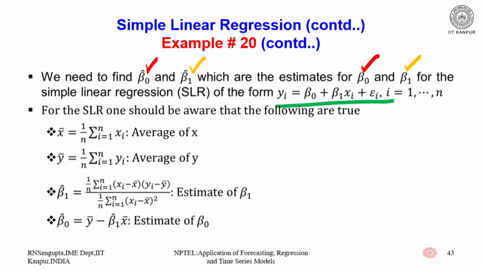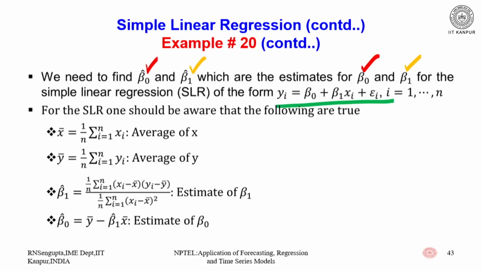Now, as we have already seen, we need to minimize the sum of the squares of the errors. That means we need to add up the squares of the errors from epsilon 1 square to epsilon 5 square, sum them up and minimize with respect to beta naught and beta 1. So, there are two equations, solve them and you will get the result.